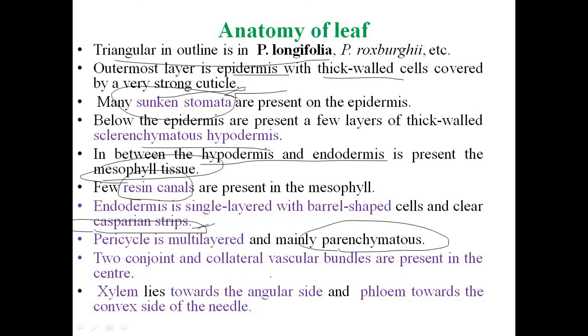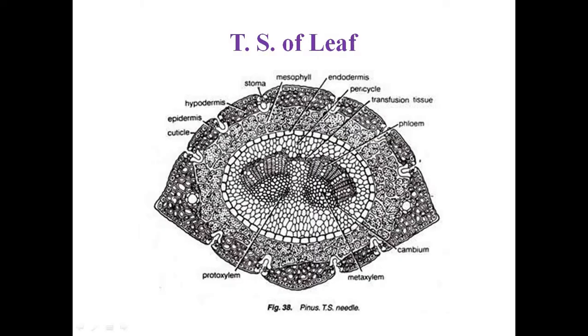Conjoint and collateral vascular bundles are present mainly at the center, with xylem toward the angular side and phloem toward the convex side of the needle. You can observe the xylem towards the angular side and phloem towards this convex side. And here this is the outline of the TS of leaf.